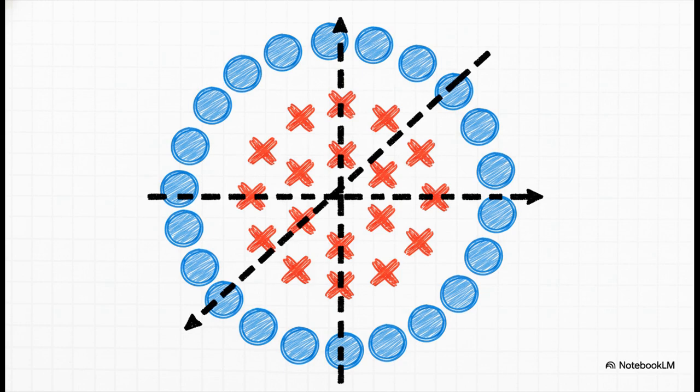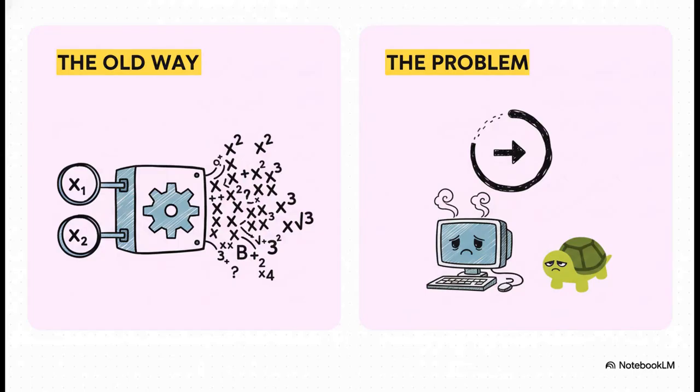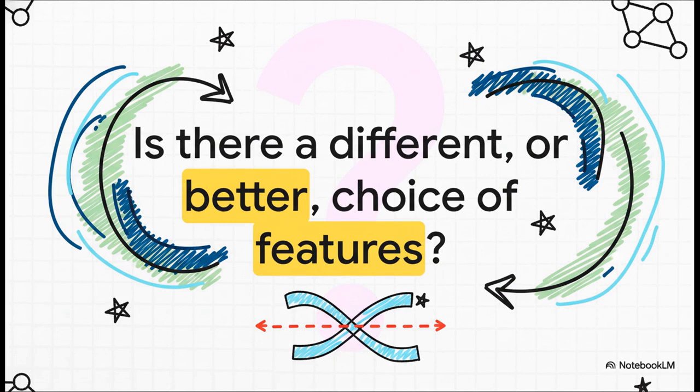So what do we do? Well, one of the old school ways to tackle this was to start creating new, way more complicated features. You take your basic features and you start squaring them, cubing them, multiplying them together, you get the idea. But this has a huge flaw. It becomes a computational nightmare, really, really slow. And maybe even worse, you're pretty much just guessing which of these new features are even the right ones to use. Which kind of leads you to the big question, right? There has to be a smarter way to do this. Is there a better, maybe more intuitive choice of features we could create to actually solve this problem?